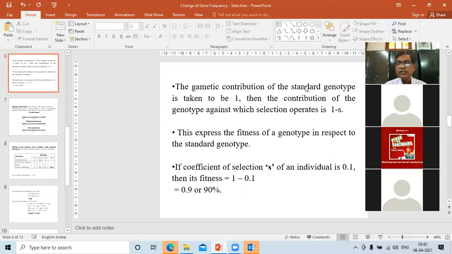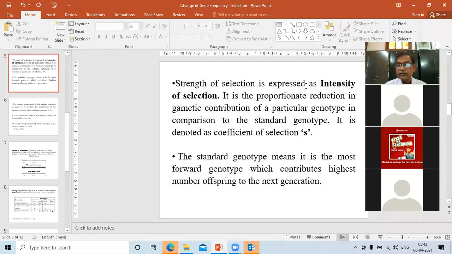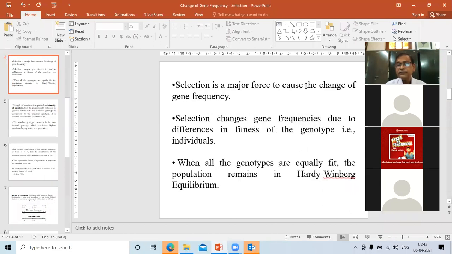So this is all about the change of gene frequency. Next we shall go to the next chapter.